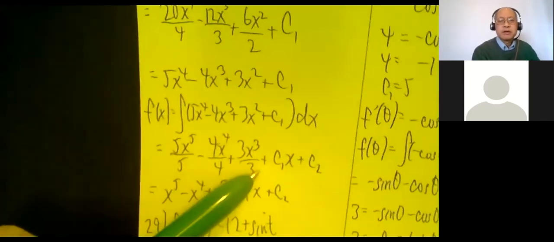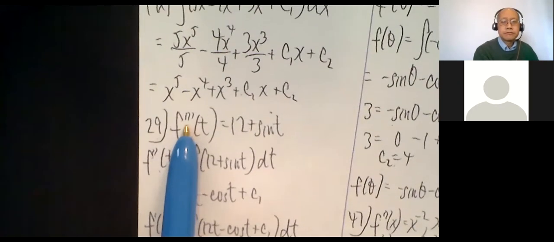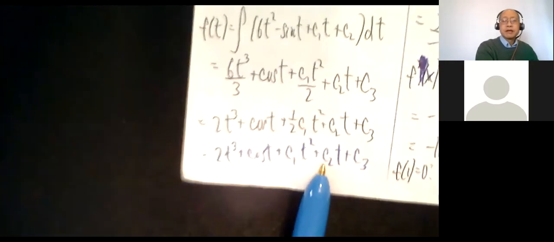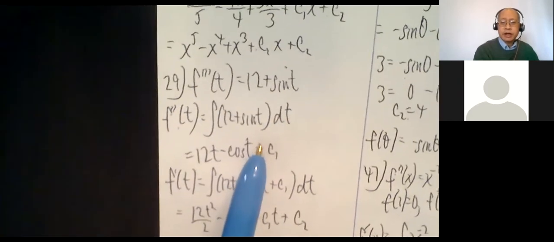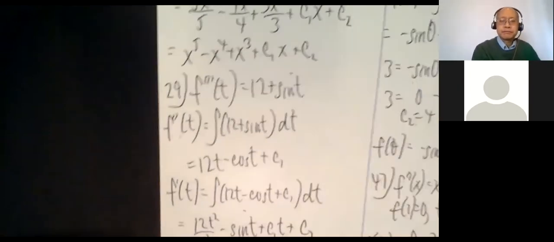Okay, and before I do that, just think about here. I need a C1, C2, right? Can you guess how many C's I need over here? I'm going to need a C1, C2, and C3, right? You integrate once, C1. Integrate again, C2. Integrate again, C3. So in general, you need as many C's as the levels of integration that you're going back up.